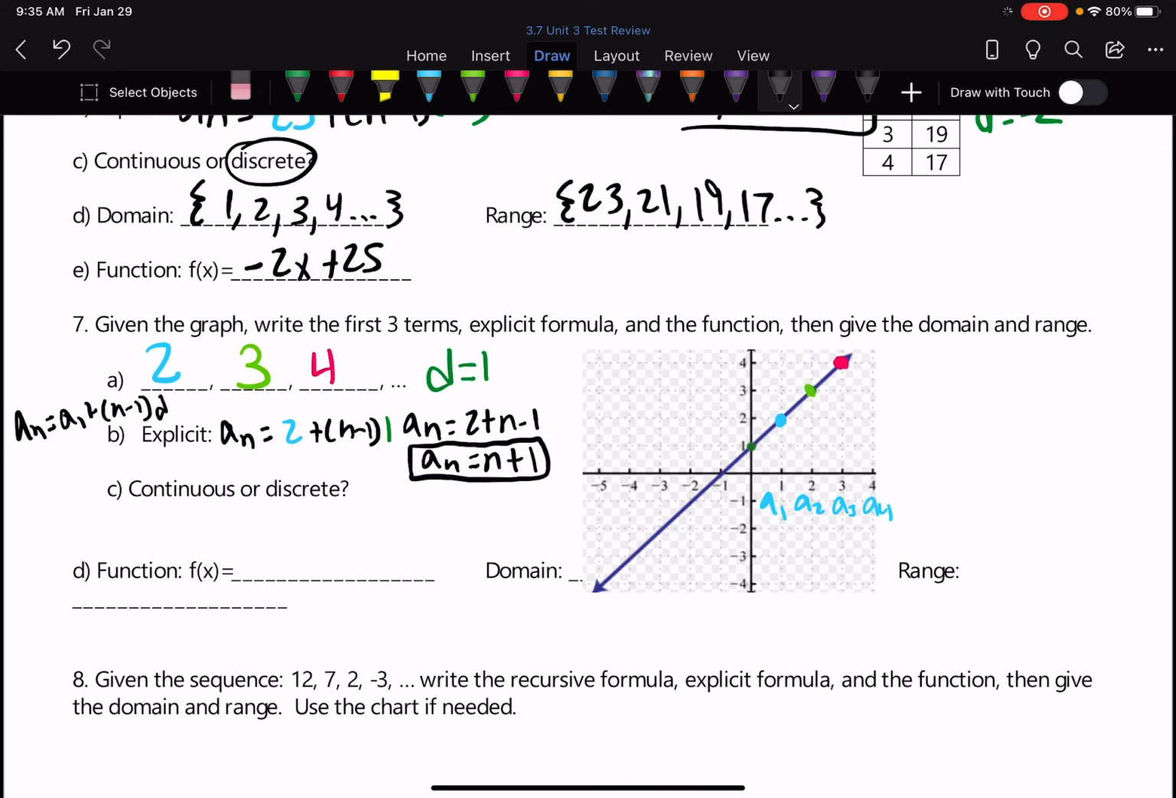Is this continuous or discrete? This is a continuous function. Notice that we have a line throughout this. It extends from negative infinity to positive infinity as our domain, as does our range. So this is a continuous function. I can write this function as x plus 1. Our domain is going to be all real, so negative infinity to positive infinity, as will our range. It's going to be negative infinity to positive infinity.